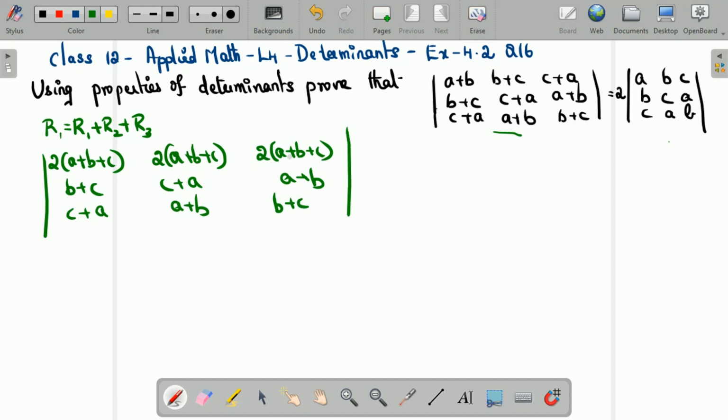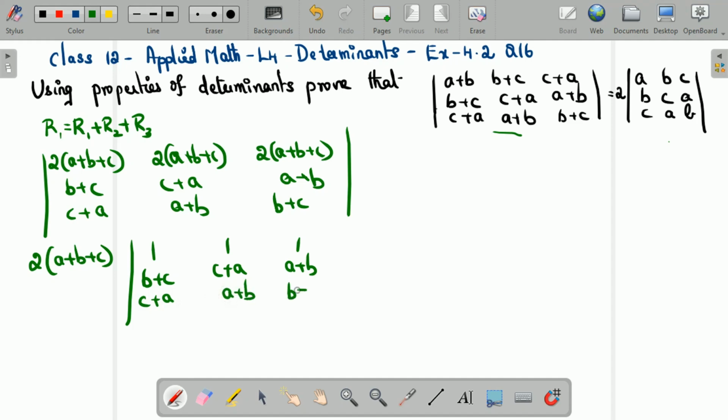Now we can take out the 2(A + B + C) because it's the same element across the entire row. So this is 2(A + B + C). Now the first row's value will become 1, 1, 1. The second row is B + C, C + A, A + B. Here it is C + A, A + B, B + C.